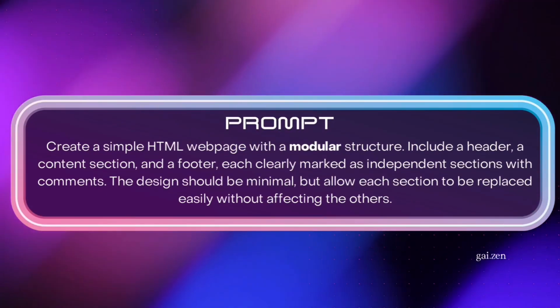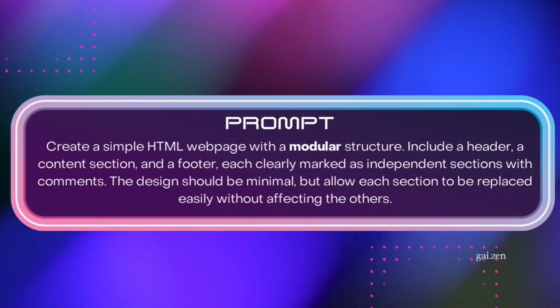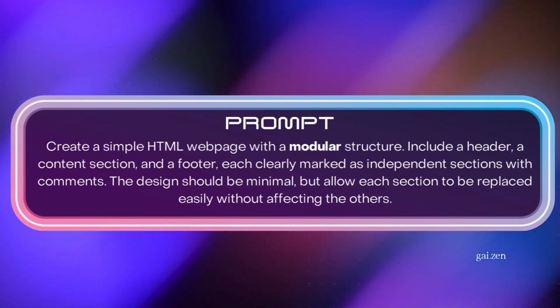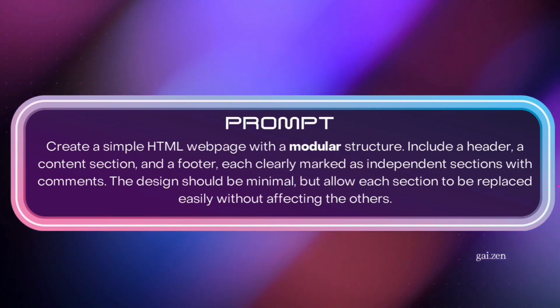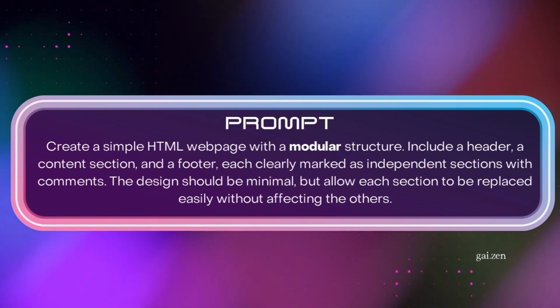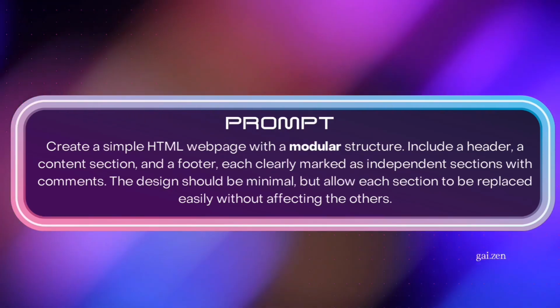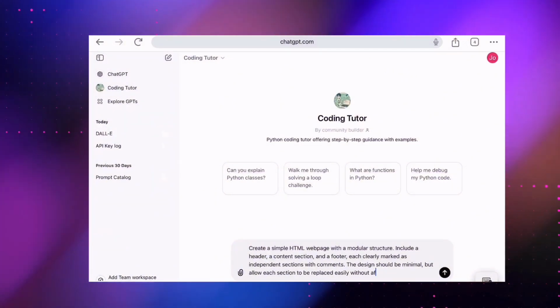First, let's review our initial prompt. I'll ask our coding tutor to generate the HTML code for our site with a modular structure. This will include independent sections like the header, main content, and footer, where we can easily update or replace each part later without affecting the others.